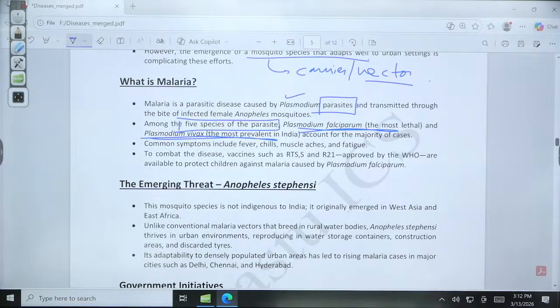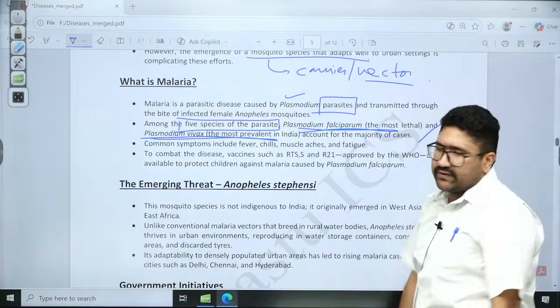One is Plasmodium falciparum, which is the most dangerous species. That means there is more efficacy, and the chances of any person getting malarial disease get drastically high if the person is bitten by a mosquito carrying Plasmodium falciparum. Or vivax, which is considered the most prevalent species in case of India. So these two species have to be remembered.